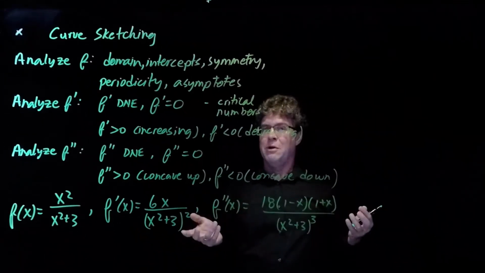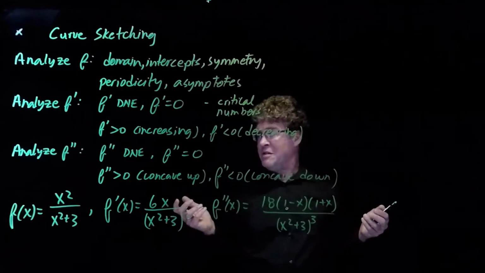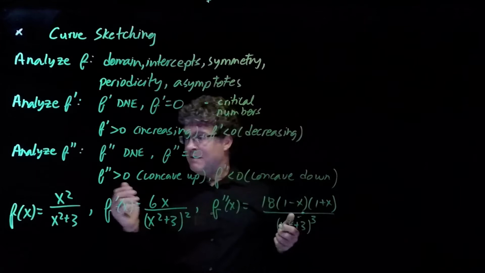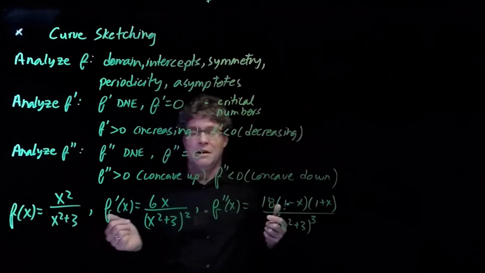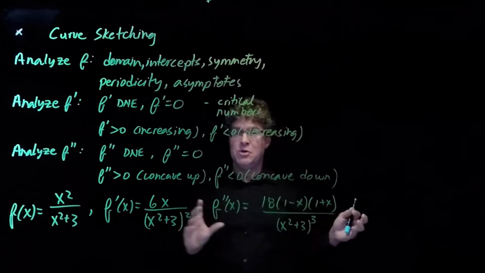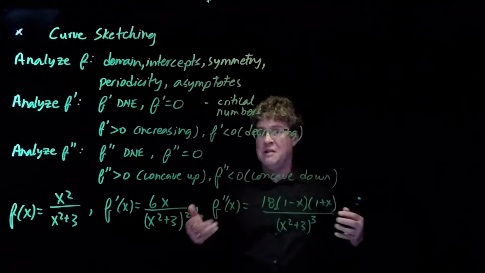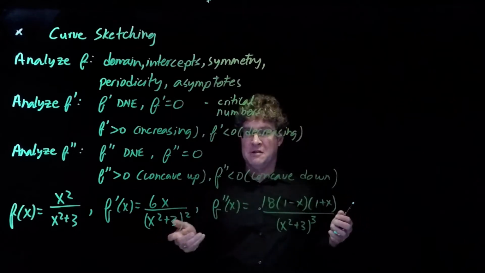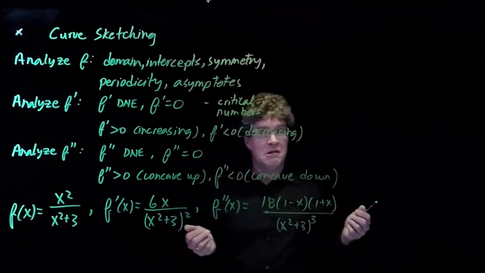So I want to work through all of this with an example. And the example is given right here. It's f of x is x squared divided by x squared plus 3. And to make this sort of doable, what I've got here is a calculation that's already been done for the first and second derivatives. And so you should try to check these.